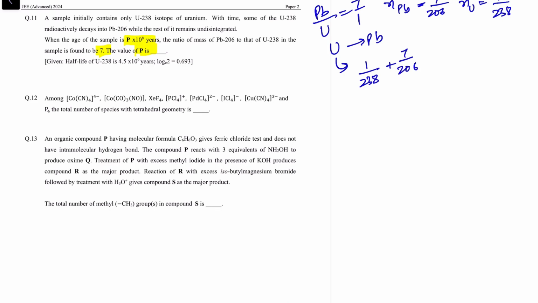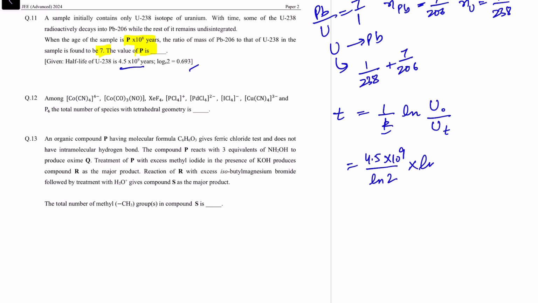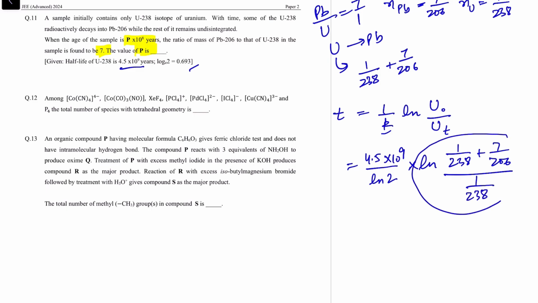Now, we know that radioactive decay is first order, and for first order the integrated rate equation is T is equal to 1 upon K ln of initial concentration of uranium over the concentration of uranium at time T. Also, the rate constant is ln2 by half-life. The value of ln2 is given as 0.693. Half-life is 4.5 into 10 raised to the power 9. Ln of the initial amount of uranium, 1 by 238 plus 7 by 206, divided by the final amount of uranium, 1 by 238. You can work this out and you will find that this is approximately ln 9.08.